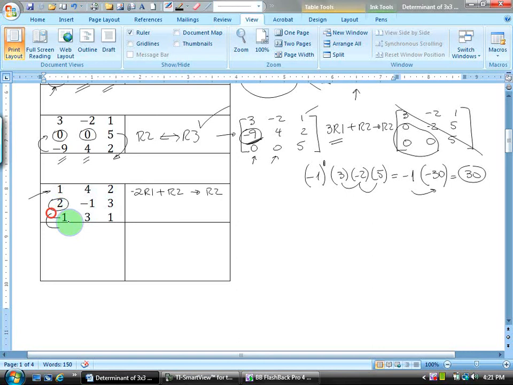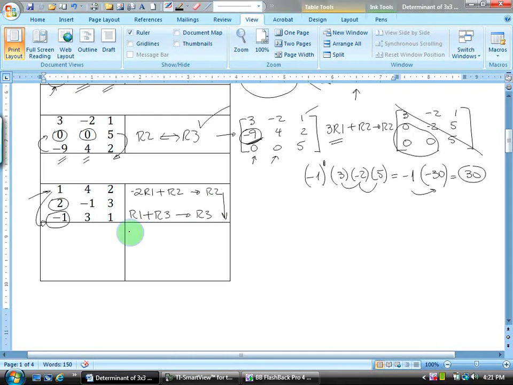How do I get a 0 here? Oh, I just add. I add row 1 to row 3. I add this guy here. So it's row 1 plus row 3. And I put that into row 3. So let's rewrite that matrix down here.